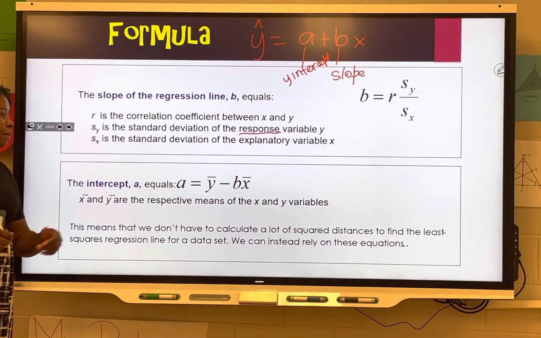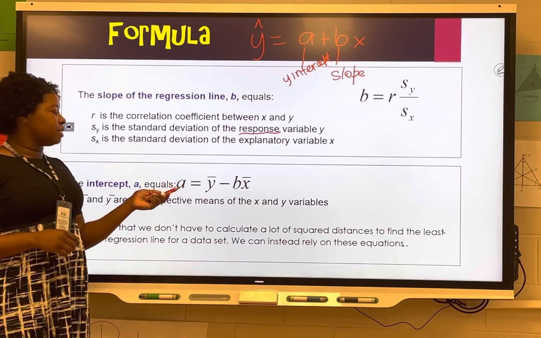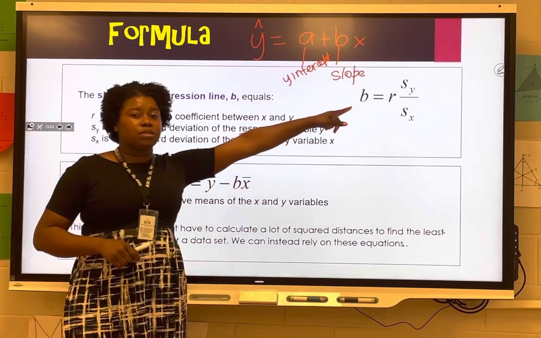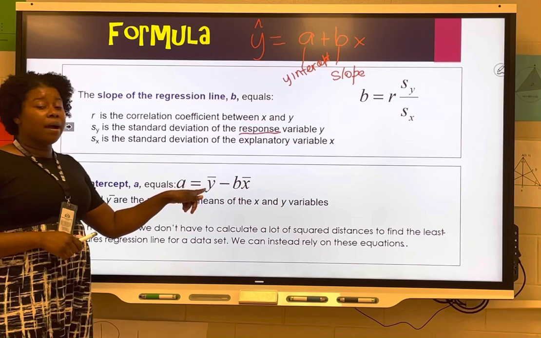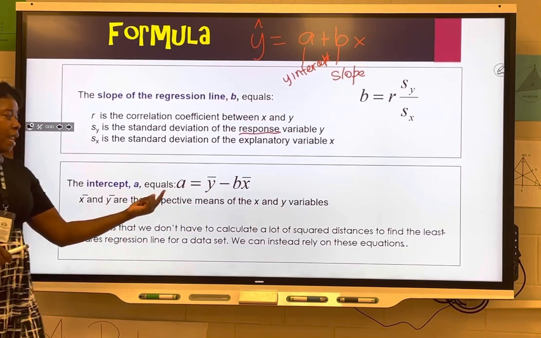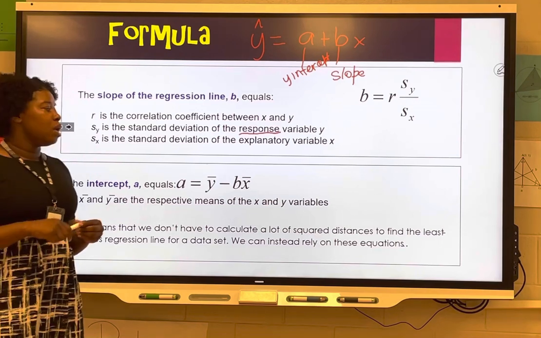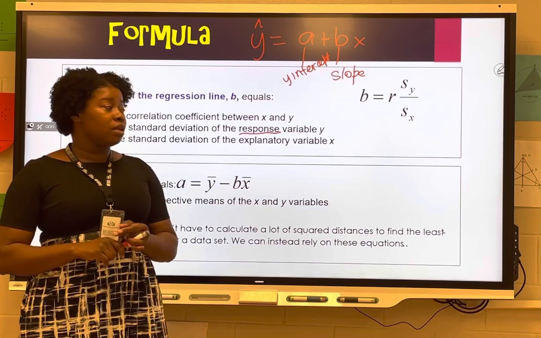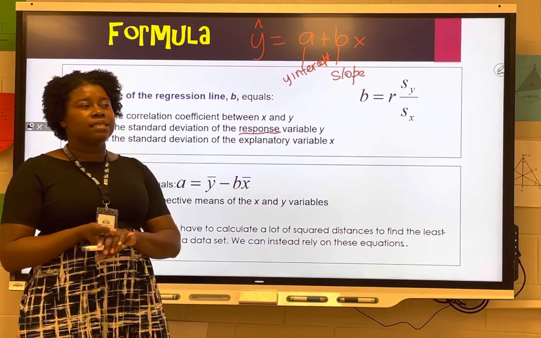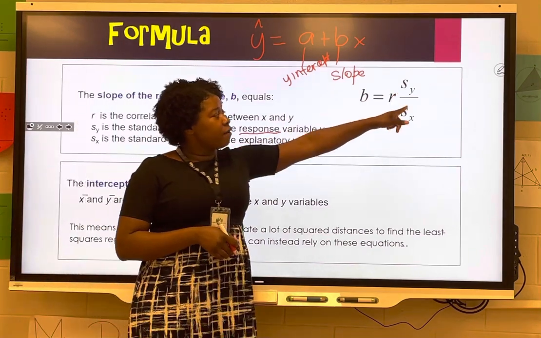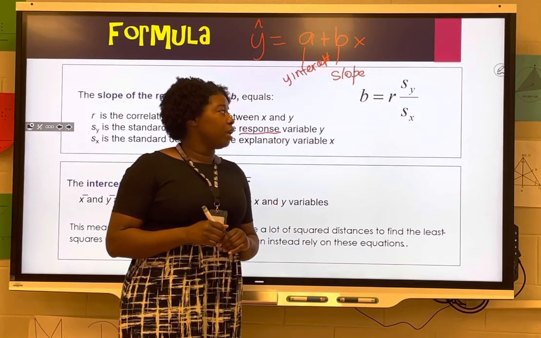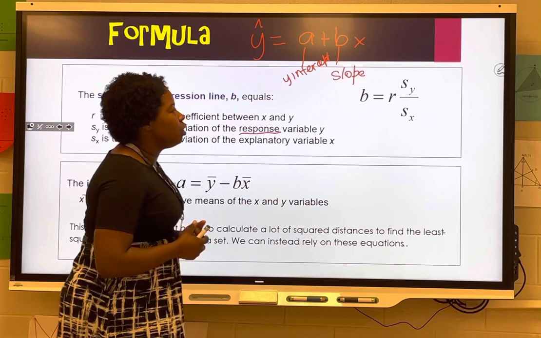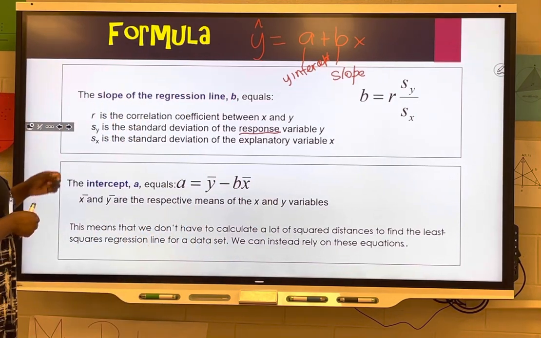Alright, so the y-intercept is denoted by the letter A, which is A is equal to y bar minus b of x bar. B, we know already, represents the slope from the initial stage. Y bar represents the mean of y, and x bar represents the mean of x. These two formulas help us to find the y-intercept and the slope. There are going to be instances where you're going to have to find different variables from your formula. You can always solve for that variable and make it the subject. I'll teach you how to do that in a minute.